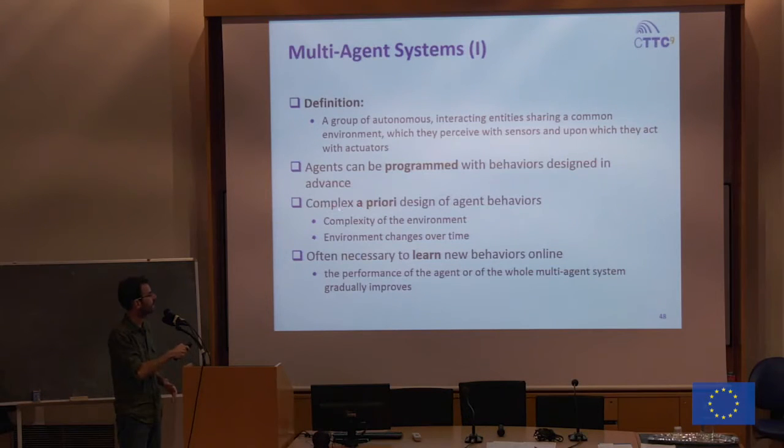But the problem is that sometimes the system is really complex to model, and to define the behavior of the agent a priori. Also, the environment itself can change over time. If I cannot statistically model this change of the environment over time, I cannot do an a priori design or offline optimization. So in this case, what I may want is for the agent to learn new behaviors online, so that the performance of the agent or the whole system increases gradually.